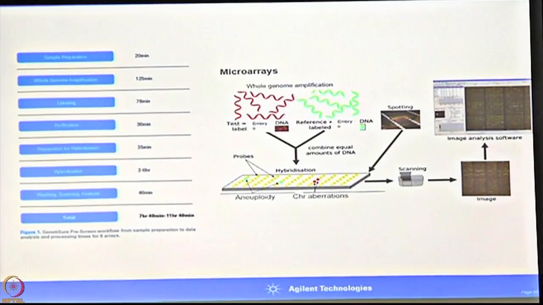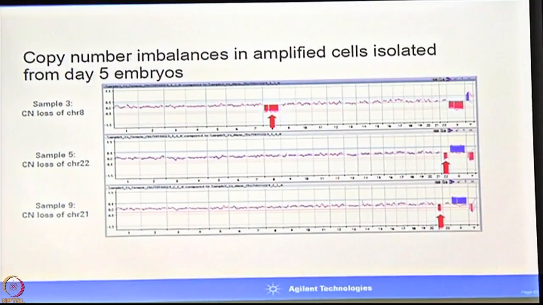If there are some mutations, these are the mutations. If there is some mutation on chromosome number 3 or chromosome 22, or a deletion at chromosome number 21, it shows that these embryos are aneuploid and do not proceed for the further IVF, right? So you can identify this by adding the PGS test.